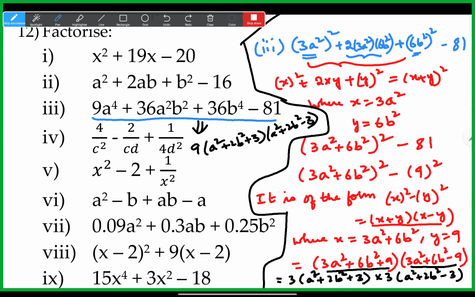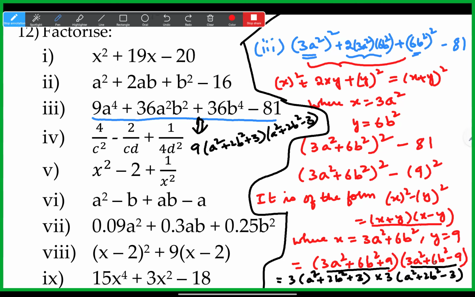By observation we can see overall 3 is common in both the brackets. That's why we took it. If I didn't observe this and didn't take 3 common, depending on the teacher, some teachers will cut off marks, some teachers will give the marks. Maisha, not a problem.